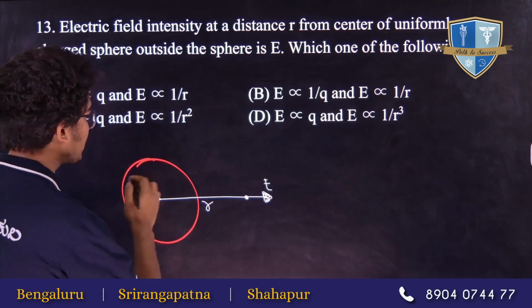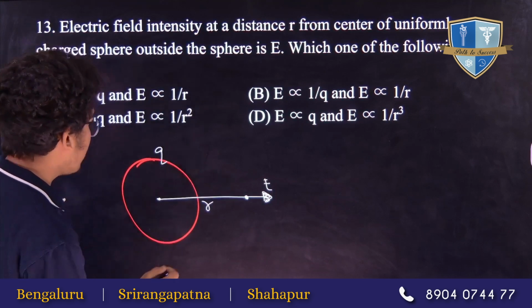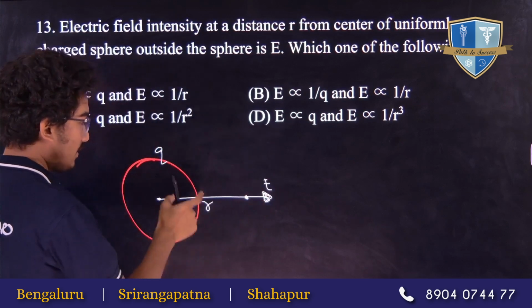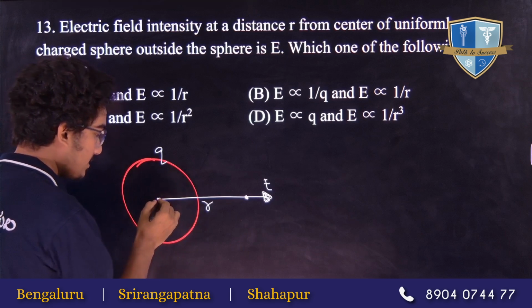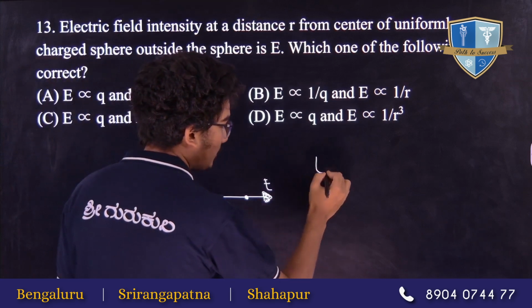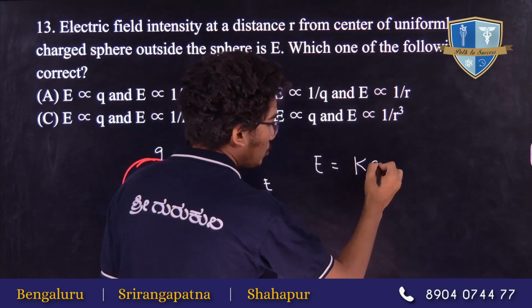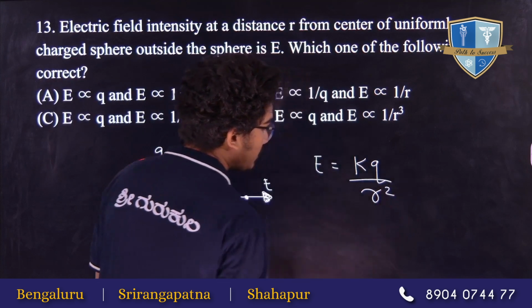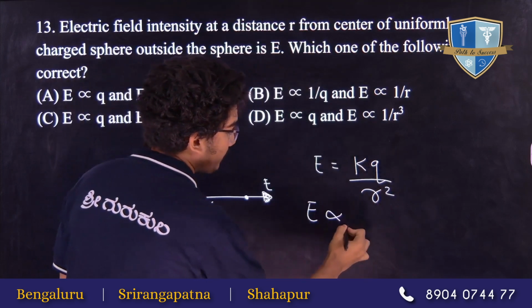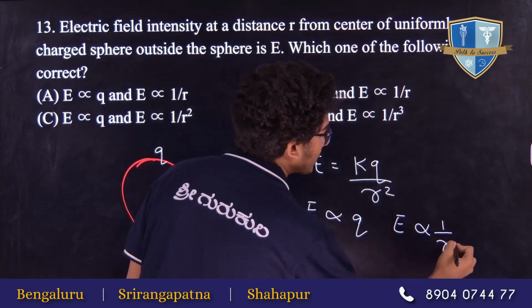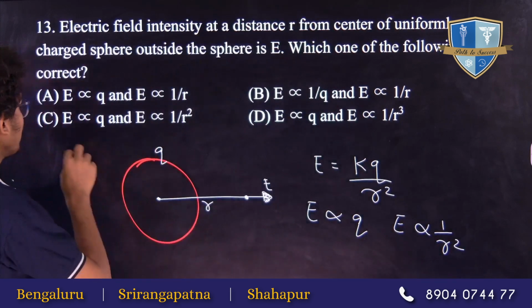So charge of this sphere is given as Q and this distance is given as r. For outside the sphere, we will consider the entire charge is concentrated at the center. So electric field at a distance r from a charge Q will be kQ/r², where E is directly proportional to Q and E is inversely proportional to r². So correct option will be option C.